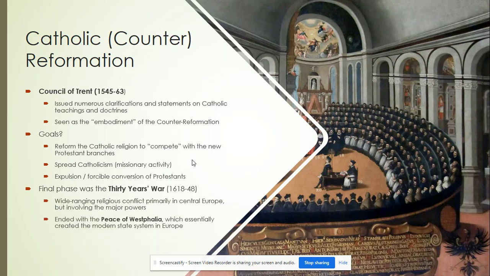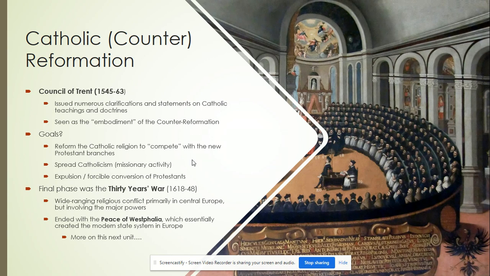And as I mentioned, the final phase here is the Thirty Years' War from 1618 to 1648, which ended with the Peace of Westphalia, which essentially created the modern state system in Europe. But like I said, more on that next unit. We'll take a closer look at that.